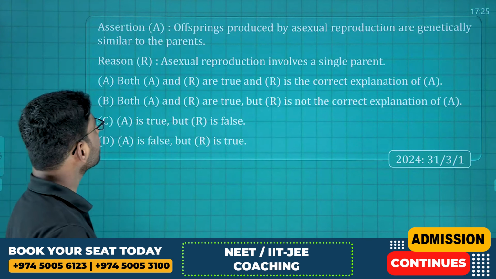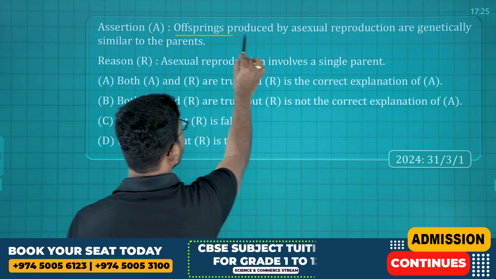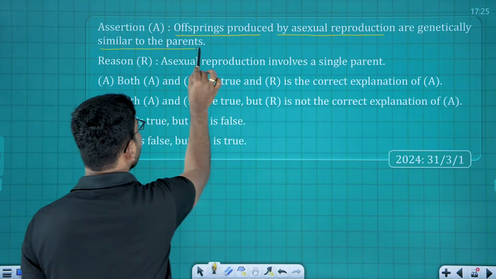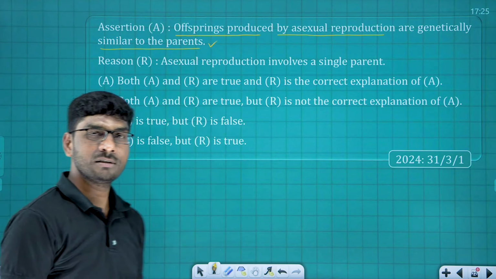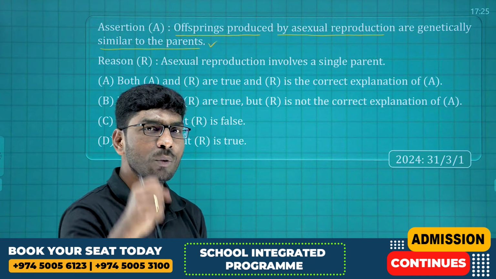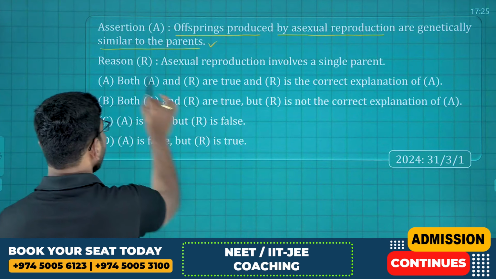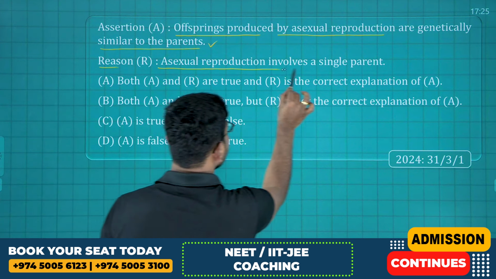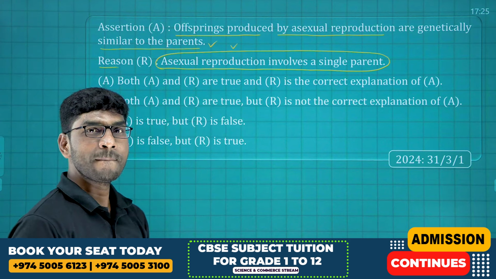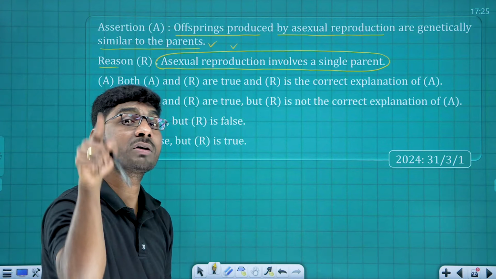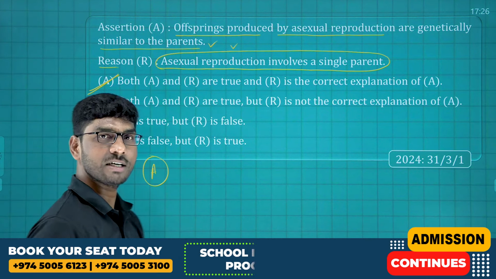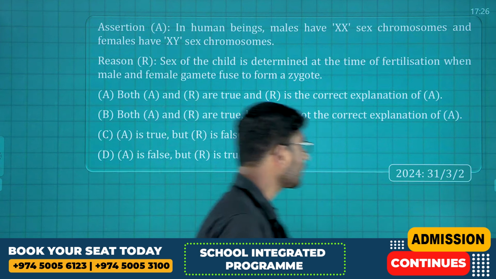What is the next question? Offsprings produced by sexual reproduction are genetically similar to the parent. Yes, statement correct. This shows what? Asexual reproduction. In asexual reproduction, how many parents involved? One parent. Uniparental. Now, reason. Asexual reproduction involved by a single parent. This statement also correct. So, what is the correct answer? Both statements are correct and correct explanation of the assertion. So, option A is the right answer. Clear? Come to the next question.